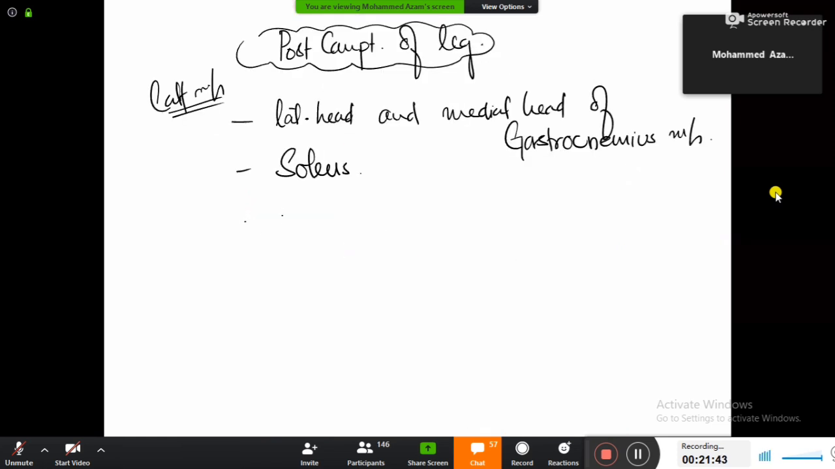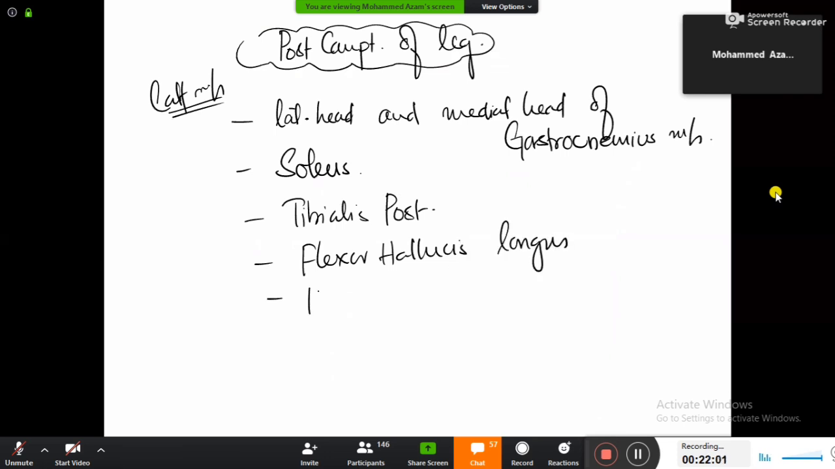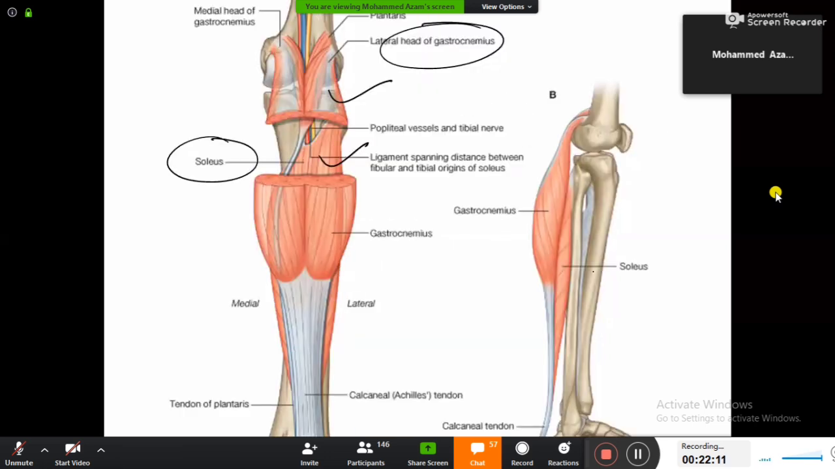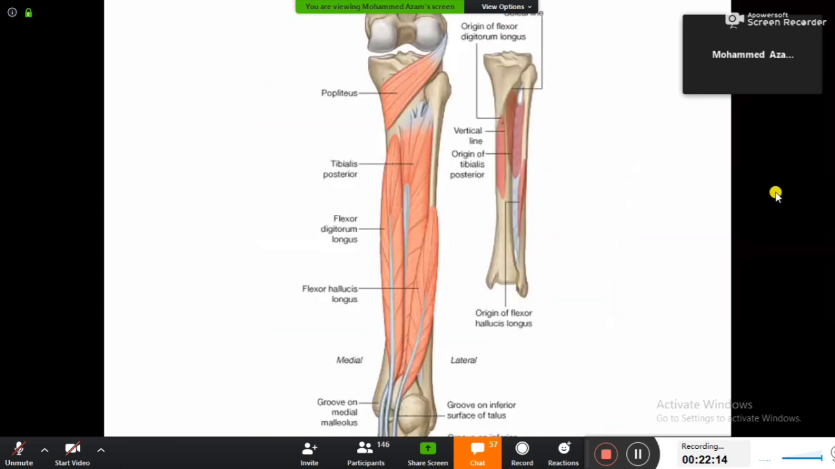In anterior compartment, just now we wrote tibialis anterior. Here there will be tibialis posterior. In the anterior compartment, just now we wrote extensors, now here will be flexor. So there will be flexor hallucis longus. Another one will be the flexor digitorum longus. Okay sir, if you want to see, let me remove these muscles here, gastrocnemius and soleus, and then show you this muscle here right now, sir.